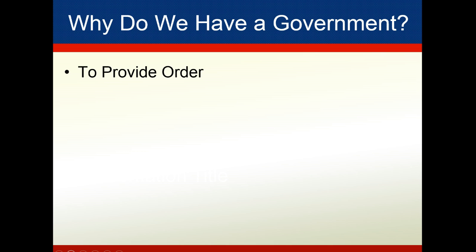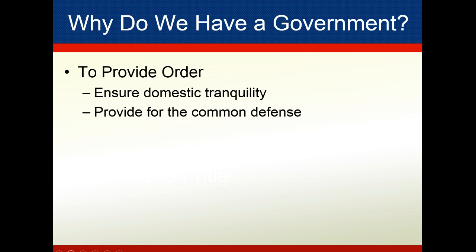All right, so why do we have government? Well, one reason is to provide order. In our Constitution, one of the purposes of government is to ensure domestic tranquility. Another is to provide for the common defense. That's to protect us from outside invasion. Ensuring domestic tranquility is to protect us from ourselves. Another is to establish justice, which is a fair and equitable means of implementing laws and rules.